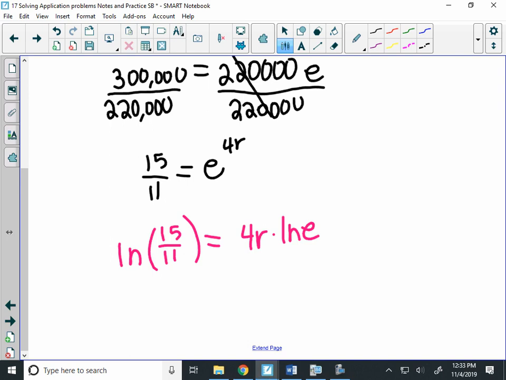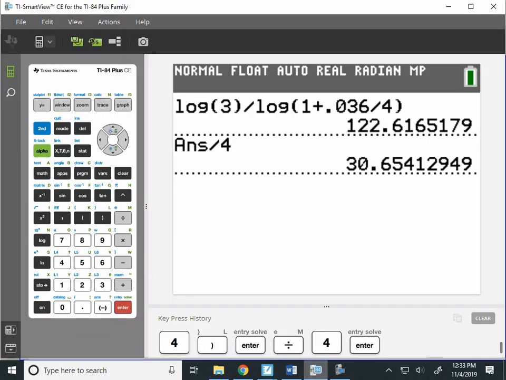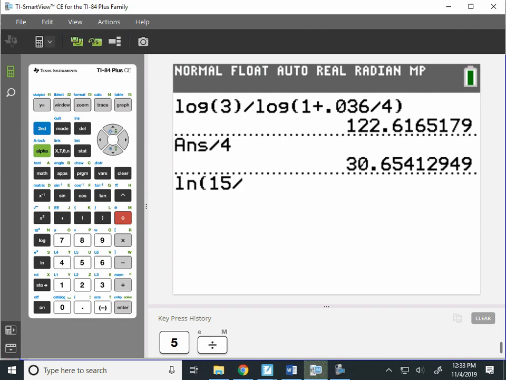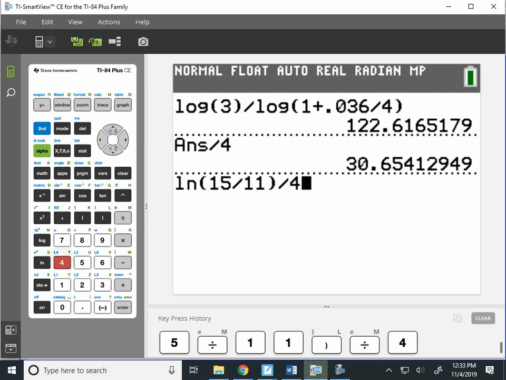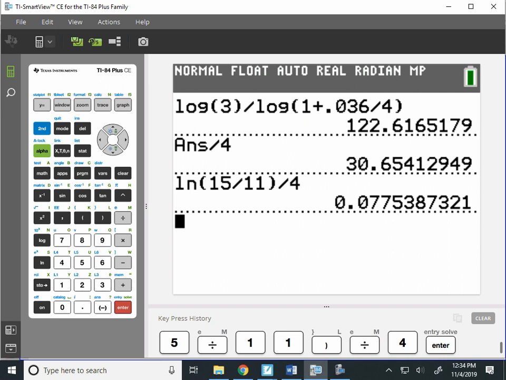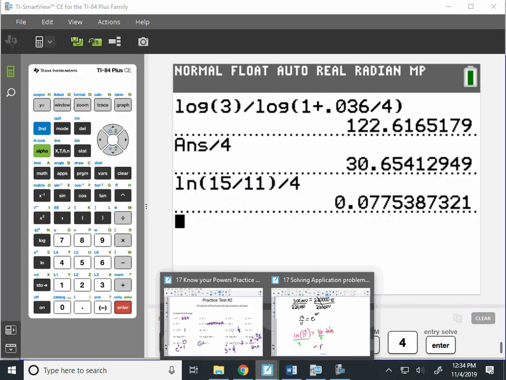And what did we say on Friday was really nice about this natural log thing? What's the natural log of e? 1. And we said if you recognize the natural log of e as 1, it saves you time. Because you can just kind of cross it off and forget about it. What's the last step you have to do? Divide by 4. Divide the whole thing by 4. And you get r equals, what's the natural log of 15 over 11 divided by 4? Yeah, so 0.0775. I'm going to go out to 4 here.